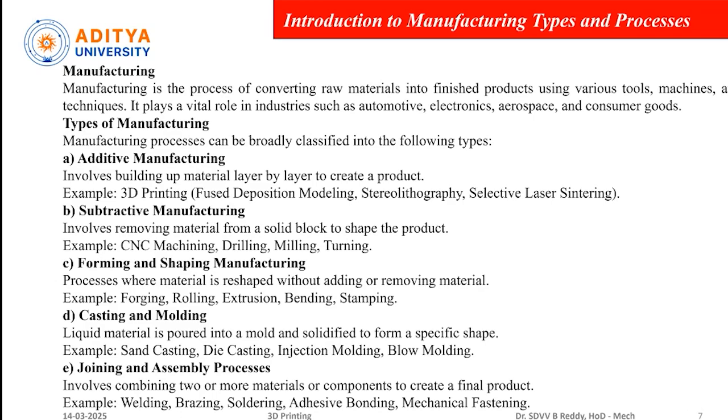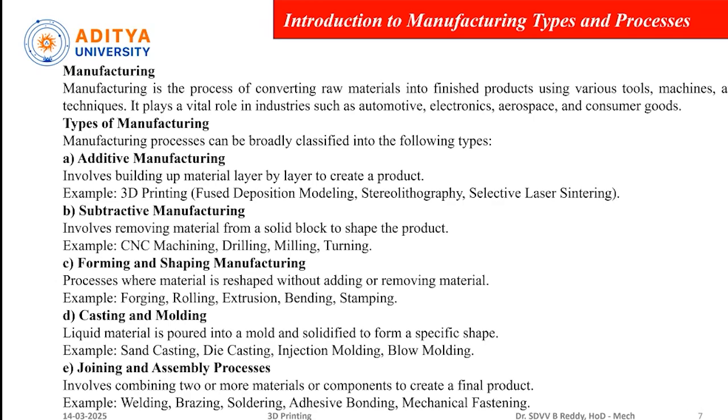Like we can say, here are the types of manufacturing. There are so many types of manufacturing available. The manufacturing process can be broadly divided into the following types: additive manufacturing, subtractive manufacturing, forming and shaping manufacturing, casting and molding, and lastly joining and assembly processes. Coming to the first one, additive manufacturing, what are we doing in additive manufacturing?